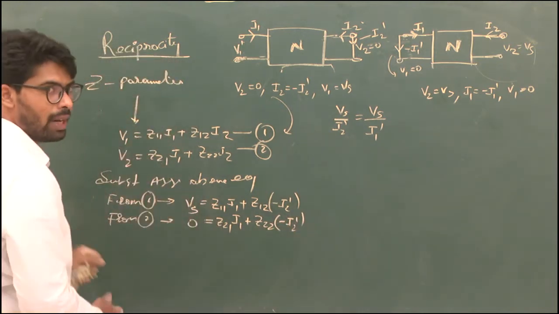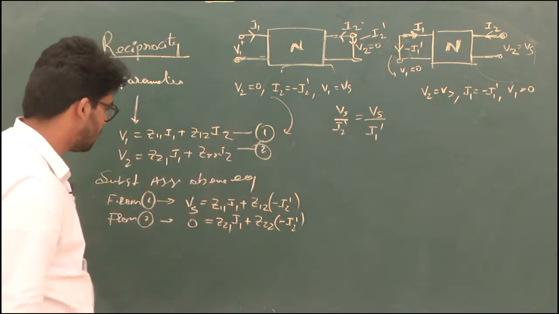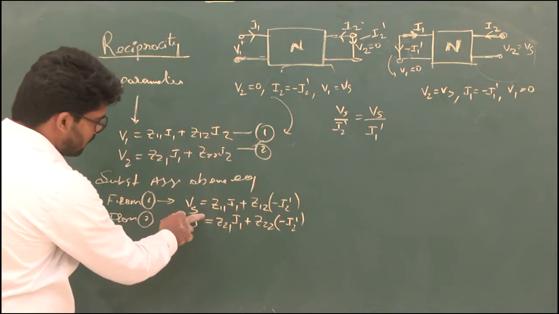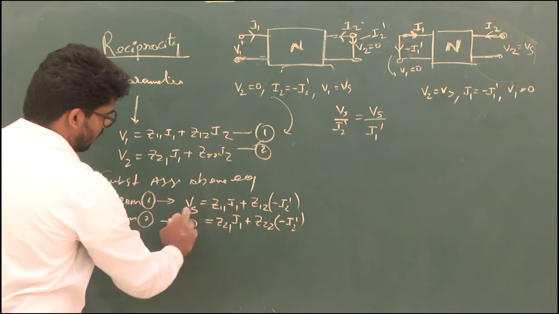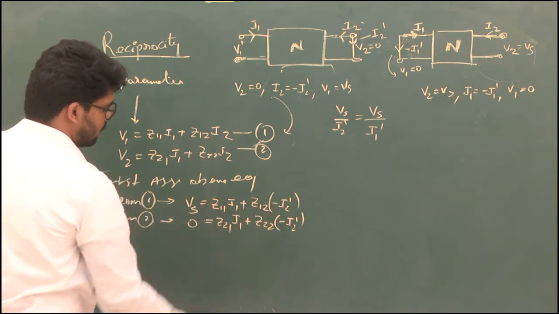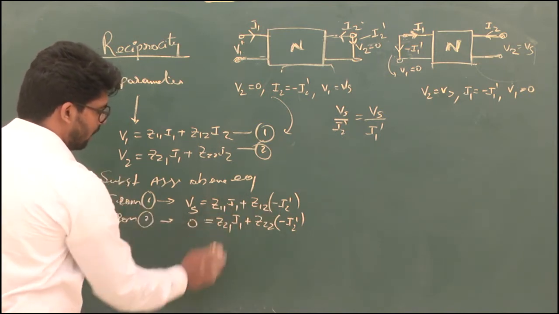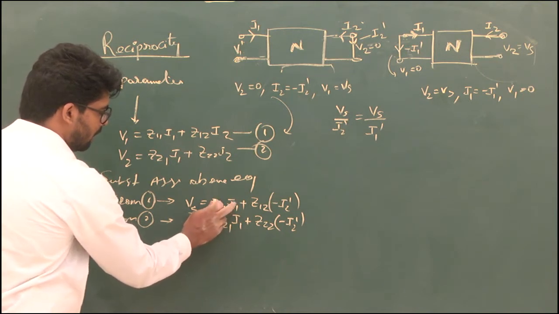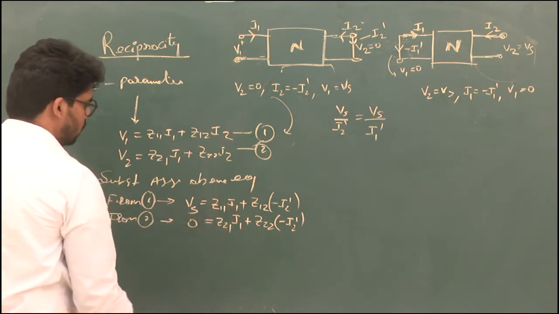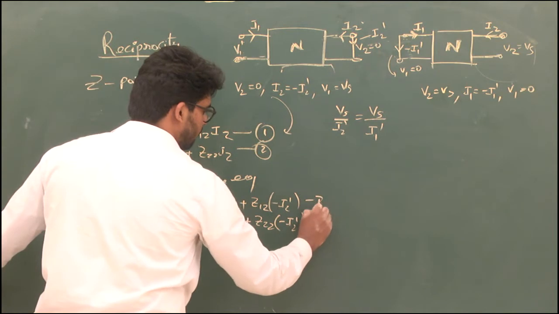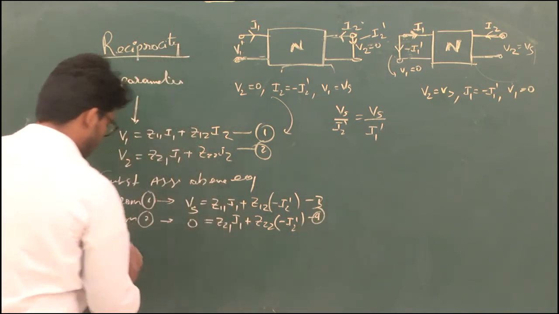So what do we actually require? Vs by I1 dash. See carefully if we have Vs by I1 dash. Yes, we have Vs by I1 dash in this equation, but we have the obstacle of I1. So we can replace I1 using equation 3 and equation 4.